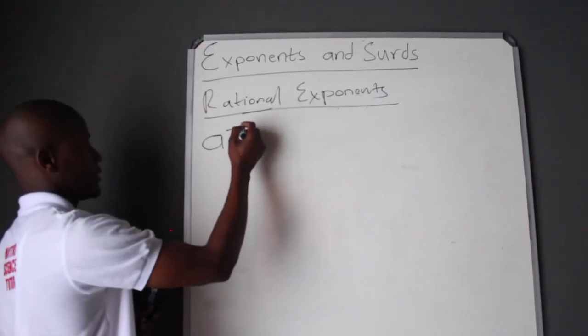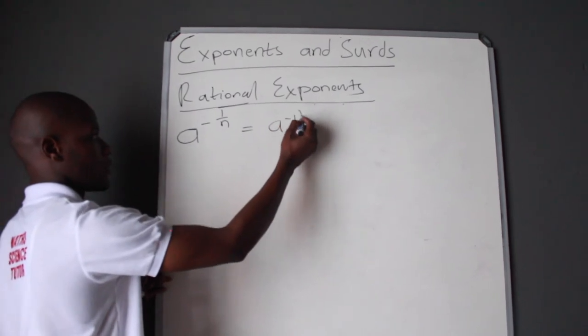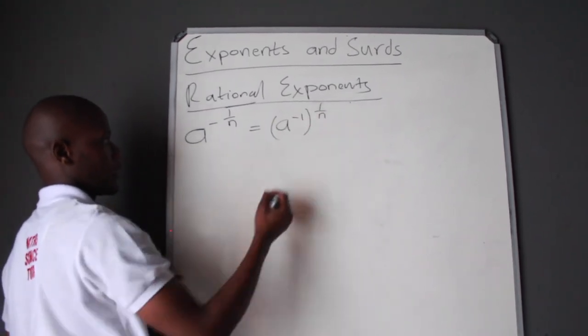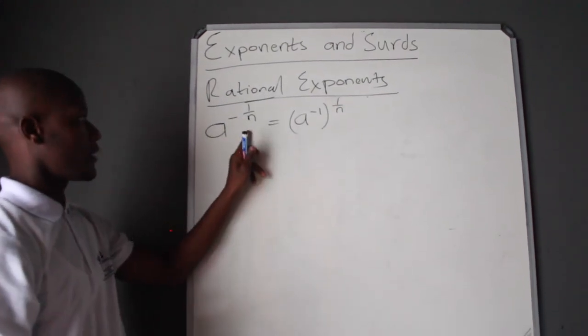a to the power negative 1 over n is equal to (a to the power negative 1) all raised to the power 1 over n. So negative 1 multiplied by 1 over n is negative 1 over n.